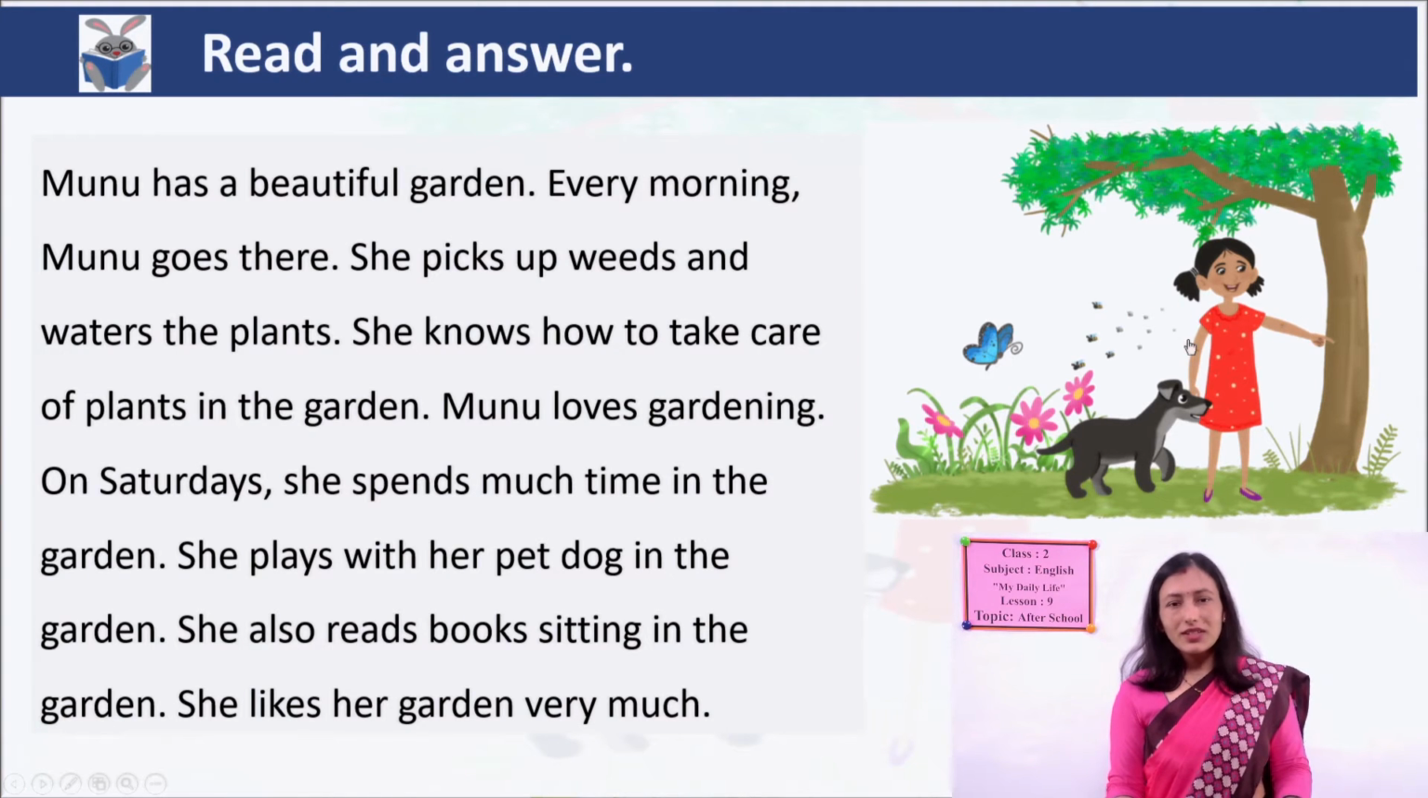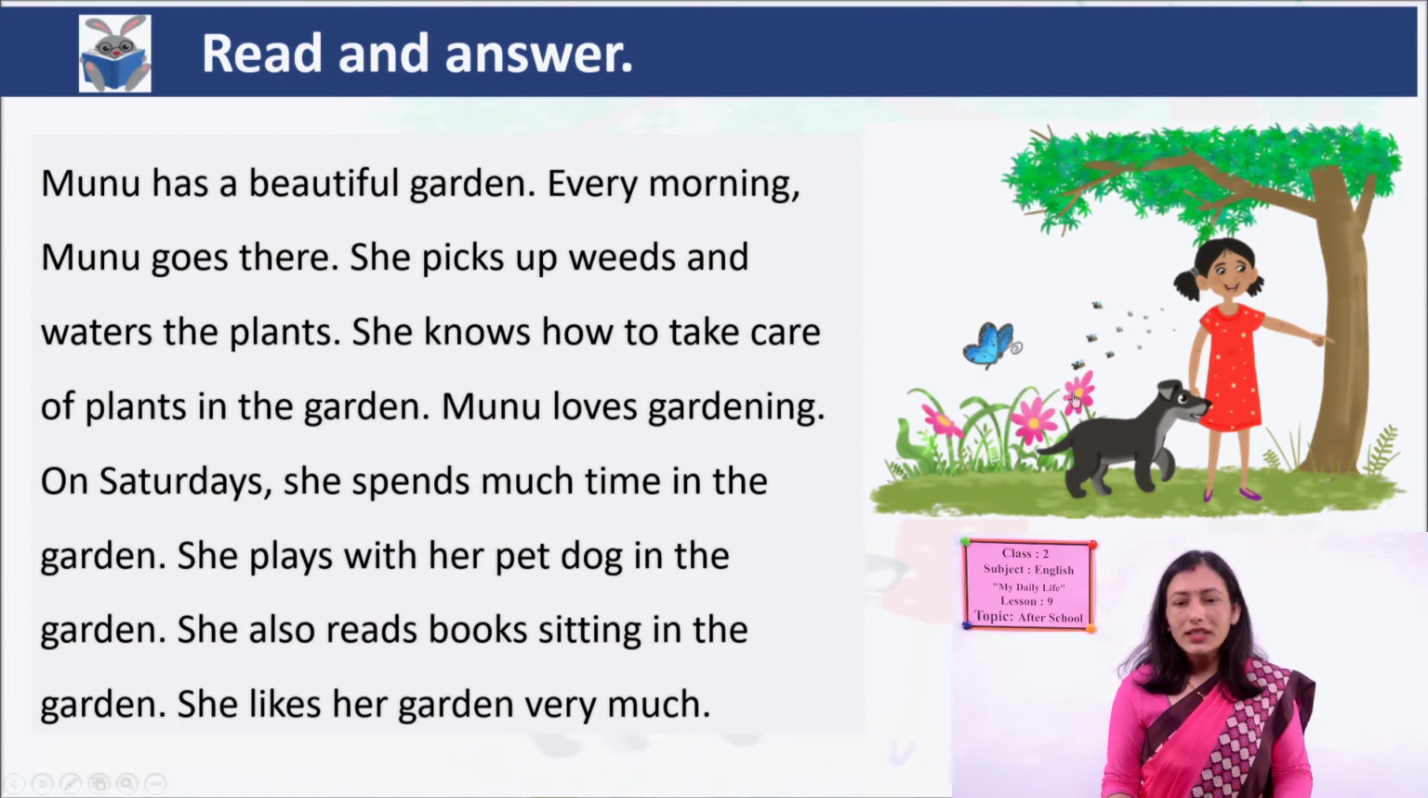Yes, this is also a garden. Yes? So, whose garden is it? Whose garden? The girl's. Yes? Okay. The girl's garden. And what do you see in her garden? What do you see here? What is it? Is it a bird? No, it's a butterfly. Yes, butterfly.